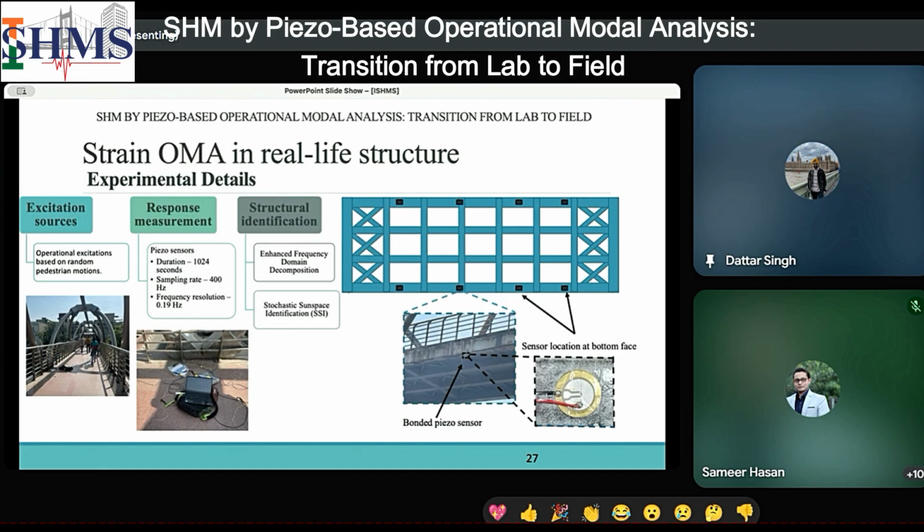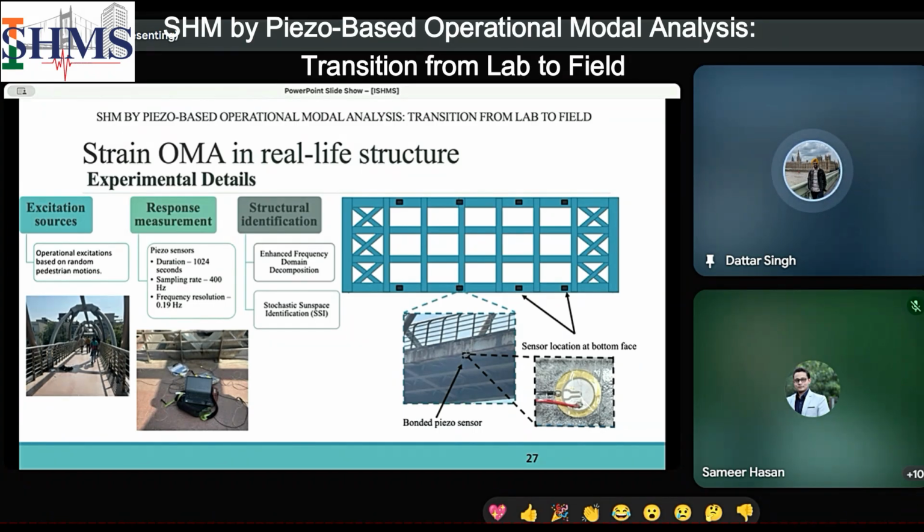And now here, two other types of identification algorithm were adopted, that is enhanced frequency domain decomposition and stochastic subspace identification. Now these two methods are proved to be robust in operational modal analysis on real structures, since the amplitude of the response signal measured on an actual structure is very much less than what we have measured in a laboratory-based specimen. So we changed the algorithms.